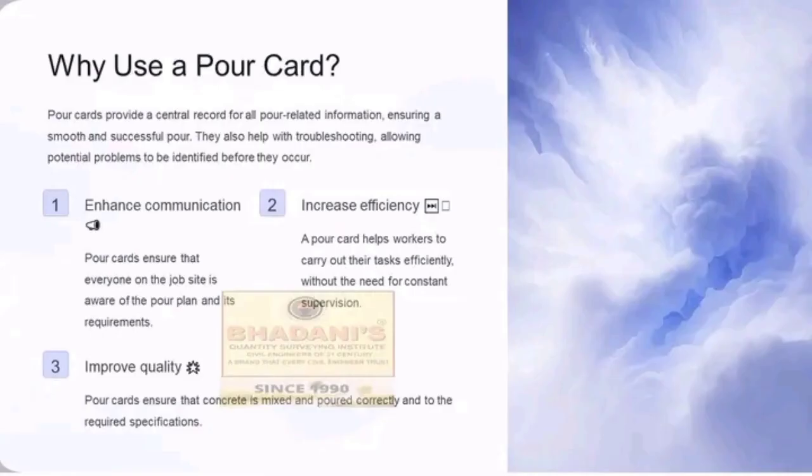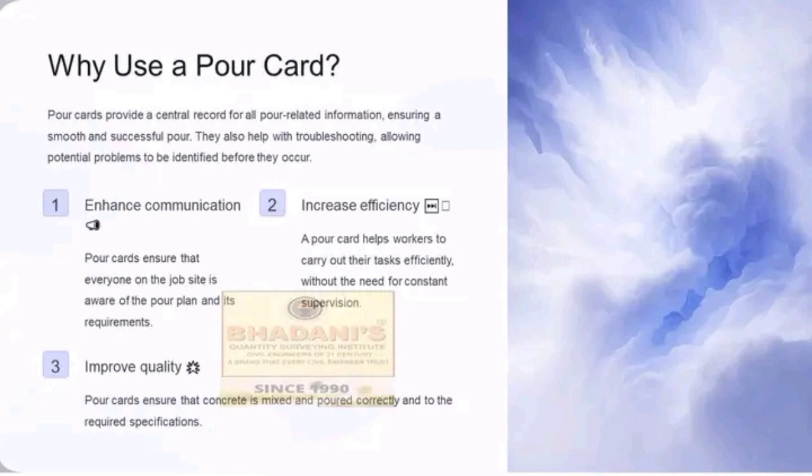So one may ask himself, why use a POA card? Why are we using a POA card on a construction site? There are very many importances of a POA card. First, a POA card provides a central record for all POA related information, ensuring a smooth and successful POA. It will guide you on how you will pour the already mixed concrete, so that you may pour it in the required manner, and at what particular point you will use a vibrator. Remember, you cannot use a vibrator when the concrete has already settled.